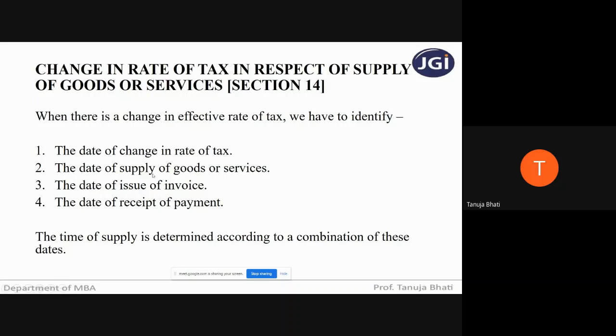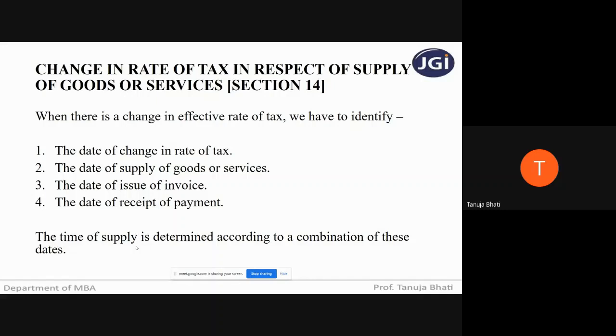Second thing is the date of supply of goods or services. When are the goods or services supplied? Either before the change or after the change. The date of issue of invoice. This is all very important to identify whether old rate or new rate of GST is to be applied. So the date of issue of invoice, whether the invoice is issued before the rate change or after the rate change. And the fourth thing that is important is the date of receipt of payment. Whether the supplier has received the payment before the rate change or after the rate change.